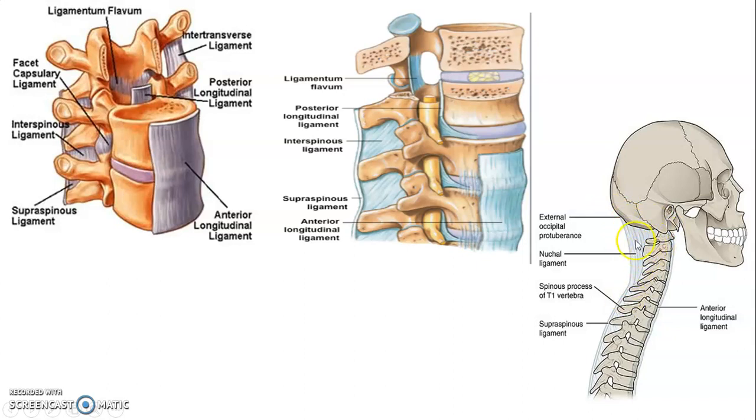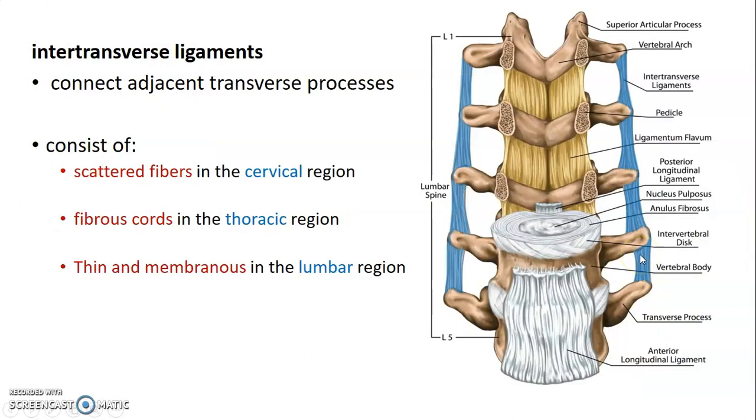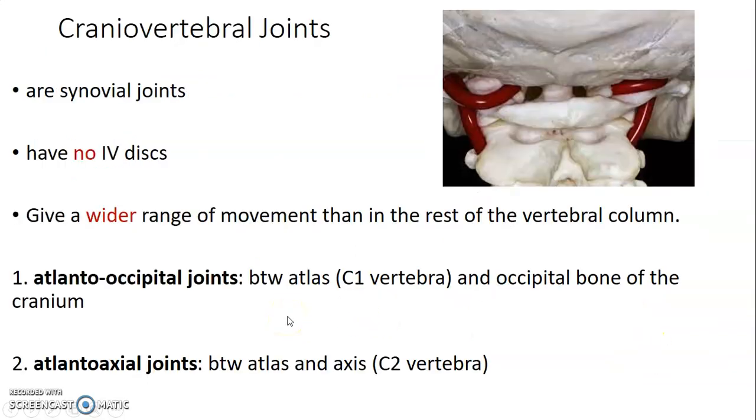And remember, the spinous processes of C3 to C5 are very short, therefore this nuchal ligament also aids in muscle attachment. Look at the intertransverse ligaments connecting transverse processes of adjacent vertebrae. Look at the ligamentum flavum there connecting laminae of adjacent vertebrae, is usually strong, elastic, and yellow. The intertransverse ligament contains scattered fibers in the cervical region, so it's very thin. And as you go downwards in the thoracic, it becomes cord-like and back to thin membranous within the lumbar region.